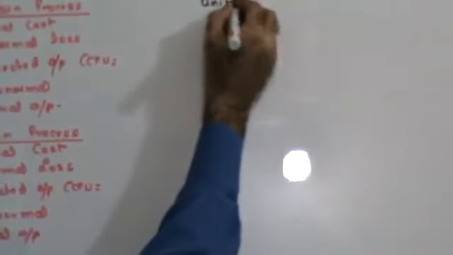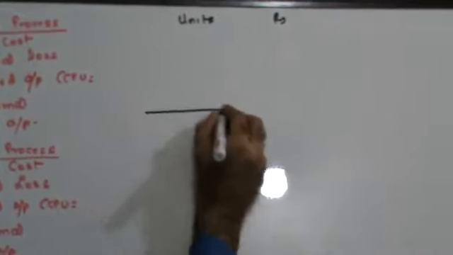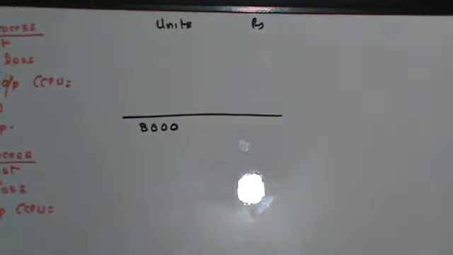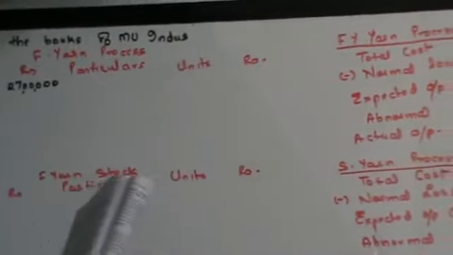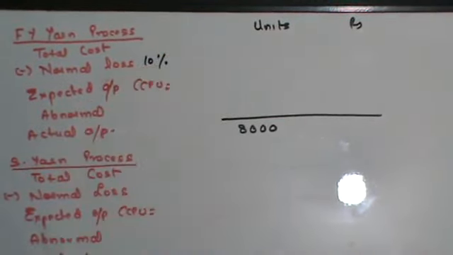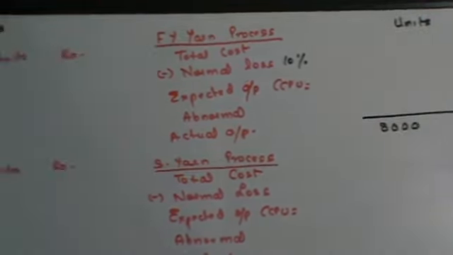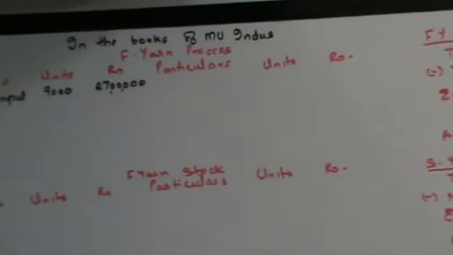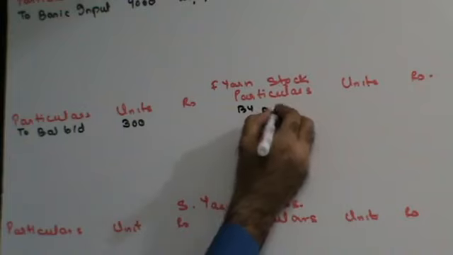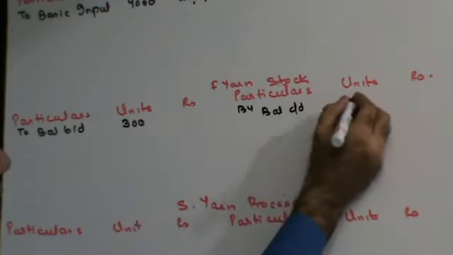Units, rupees. Output during the year is given to you as 8,000 units. Next, in the working note only, they have given you that percentage of normal waste is 10%. Now let's come to the fair work. Process opening stock to balance brought down is 300 units. Process closing stock, balance carried down, is 500 units.